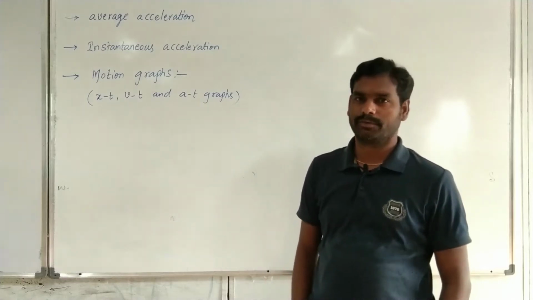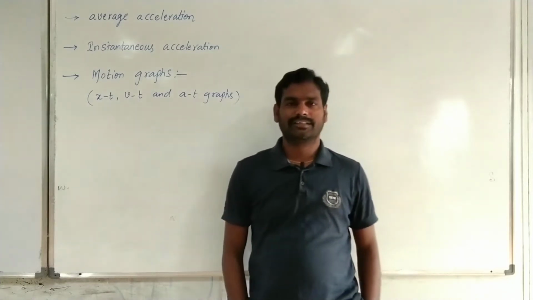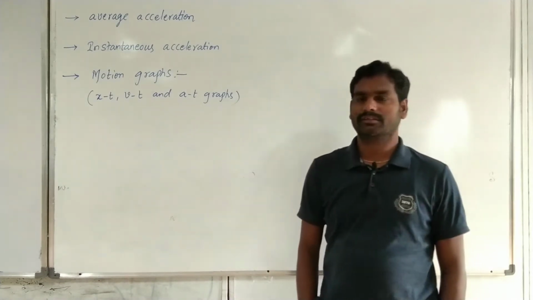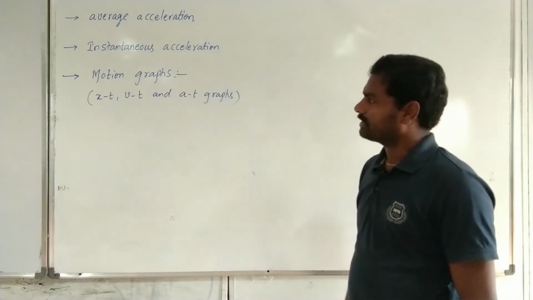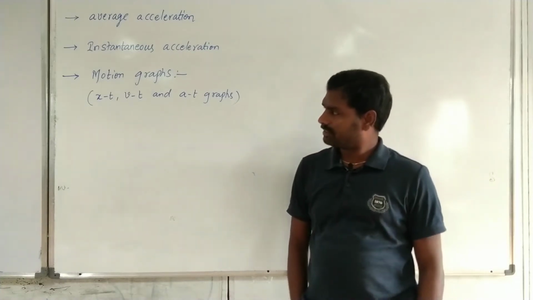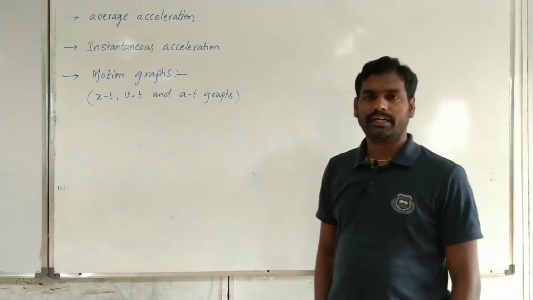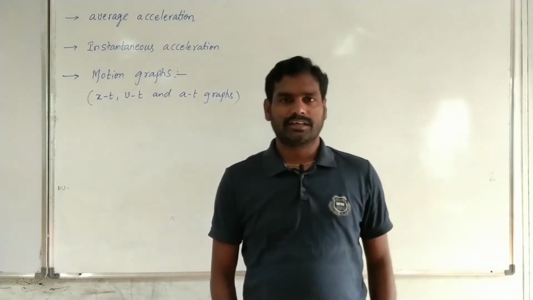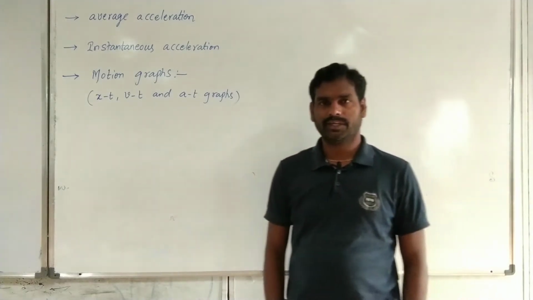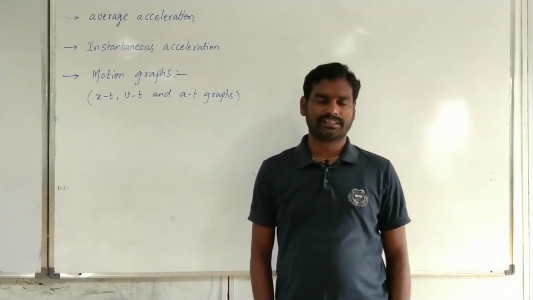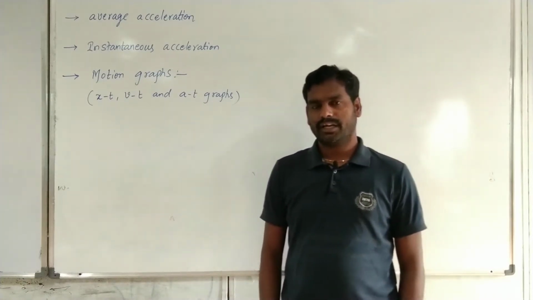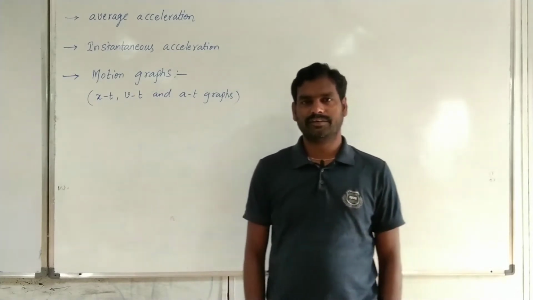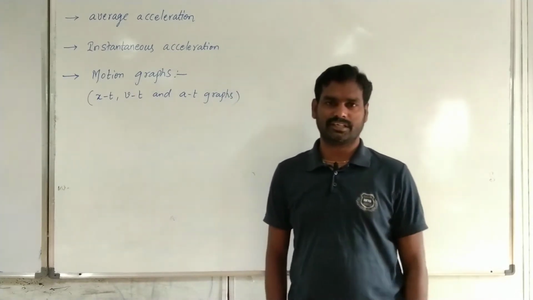We are going to discuss average acceleration, instantaneous acceleration, and also motion graphs, that is, understanding of xt graphs, vt graphs and at graphs. Okay. Last class, that is in module number 3, we discussed in detail about average velocity and instantaneous velocity, and also how to find average velocity and instantaneous velocity on xt graphs.